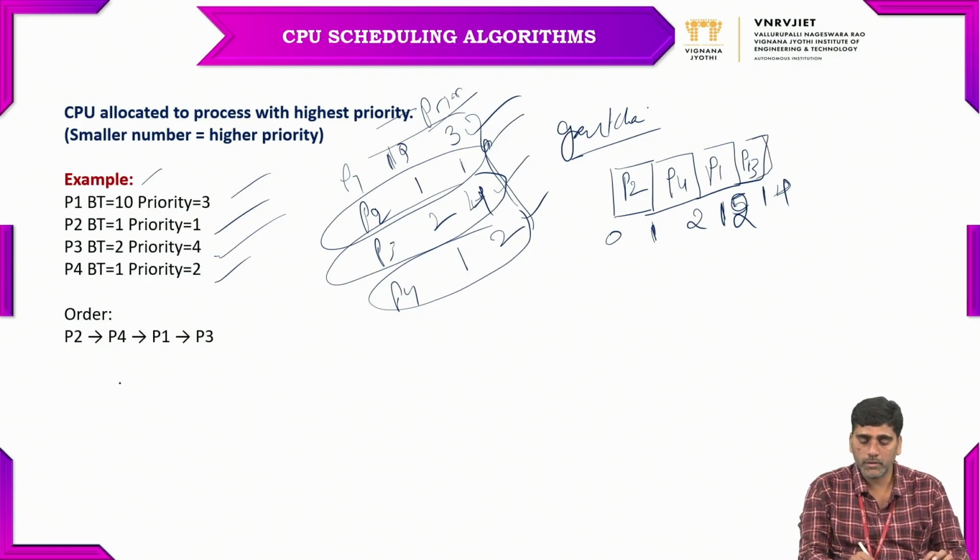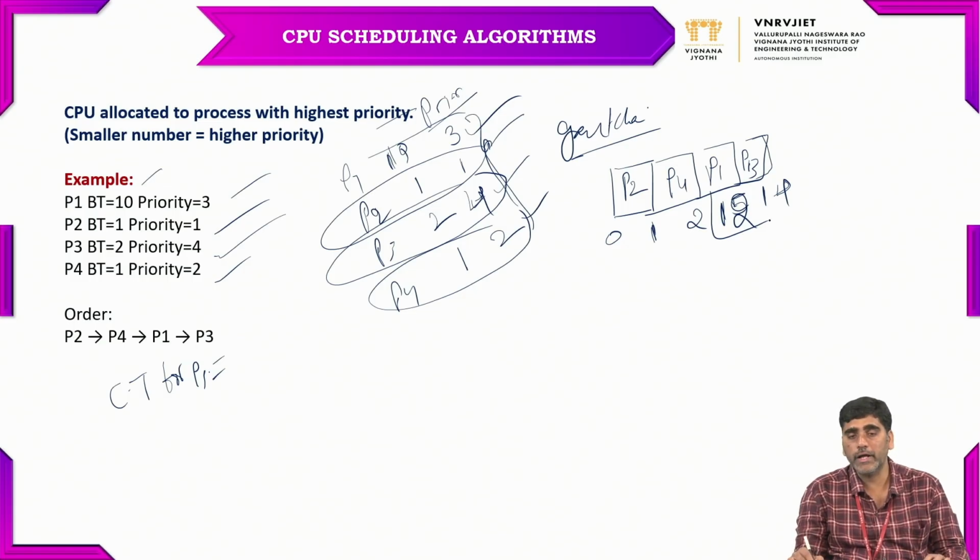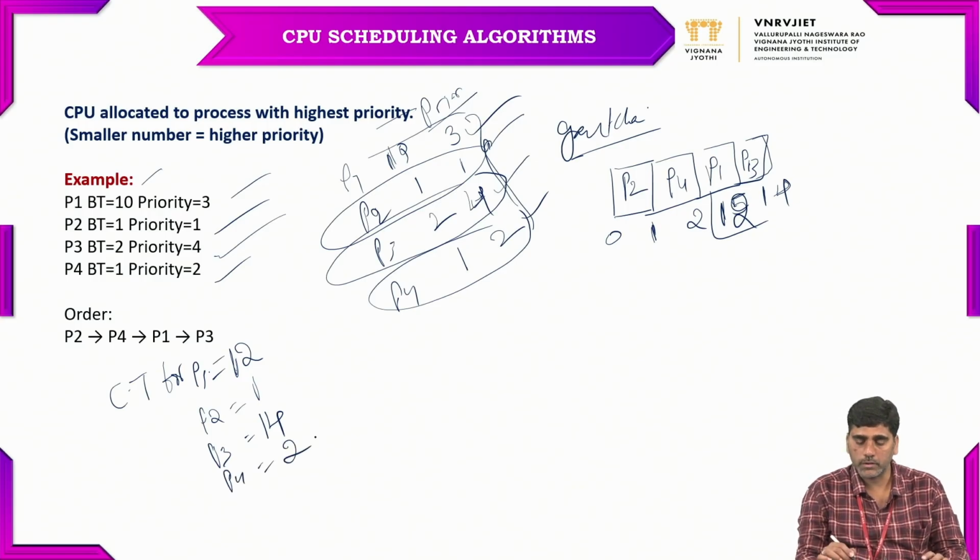So what is the completion time for P1? The completion time for P1 is 12 milliseconds. We have to see each and every process completion time at the end of each and every process. So the completion time of process P1 is 12 milliseconds. Completion time for process P2 is 1 millisecond. Completion time for process P3 is 14 milliseconds. And completion time for process P4 is 2 milliseconds. From this completion time we have to calculate the turnaround time.